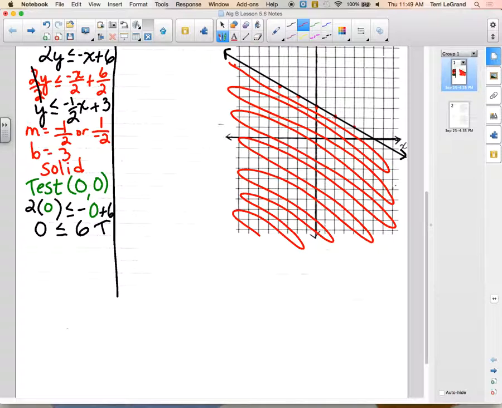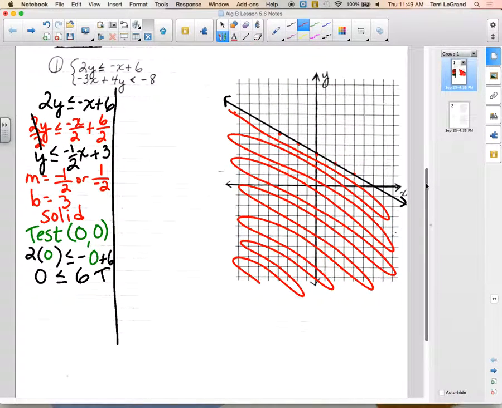Sometimes what students like to do when we're doing these is they like to use colored pencils. And then they shade one of them in one color, the other one in another color, and then they can see the overlap easier. Now, the only problem with that is colored pencil doesn't erase as well as a regular lead pencil does. But you are welcome to use colored pencils if that works better for you. Like I used red because I had done the problem in red.